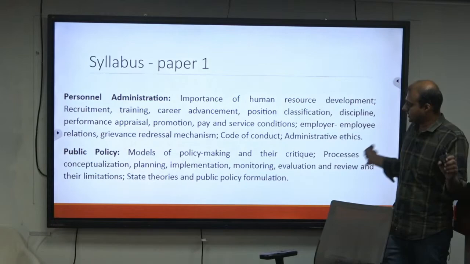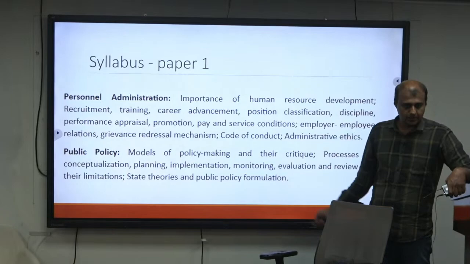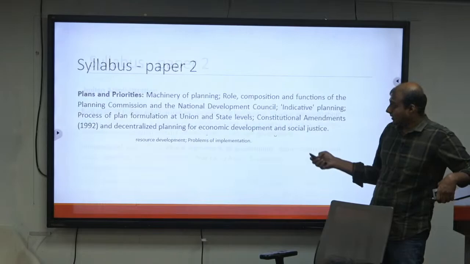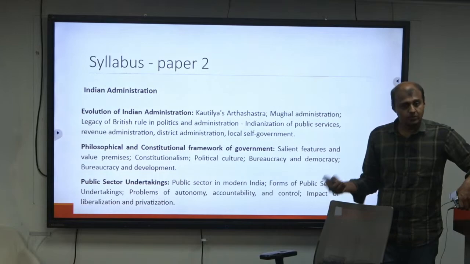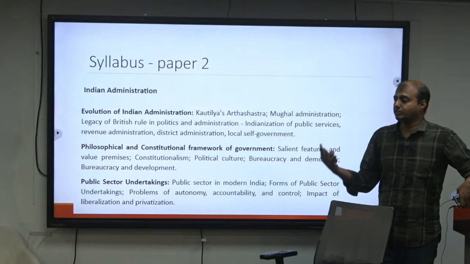Don't worry. And then obviously there is a lot of public policy making: the Marxist model, rational model, incremental model, like that. In addition, look at the evolution of Indian administration. Remember, we keep mentioning Kautilya's Arthashastra. Even in polity, sometimes I refer to a word, Matsya Nyaya. Matsya Nyaya means the law of the fish, where the rich will dominate the poor. All those details, what did he talk about?